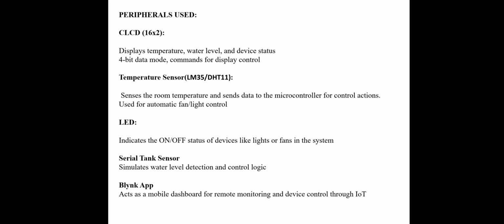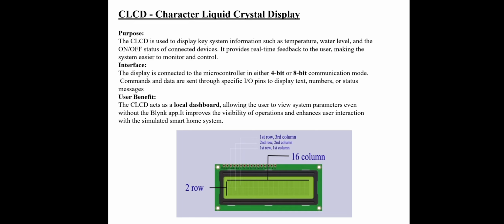CLCD. Character Liquid Crystal Display. The character LCD displays vital information such as current, temperature, water level, and system status. It operates in 4-bit mode for efficient data transfer. Whenever there is a change in sensor readings or device states, the microcontroller immediately updates the display. The CLCD thus acts as a user-friendly interface, allowing easy monitoring of the system even without using the app. It also shows HTR on or HTR off to indicate heater operation, improving transparency and usability.